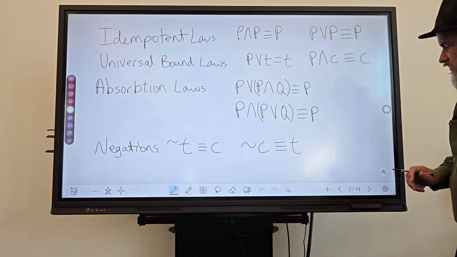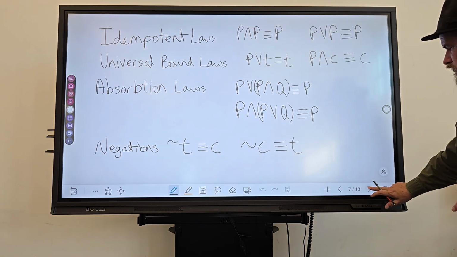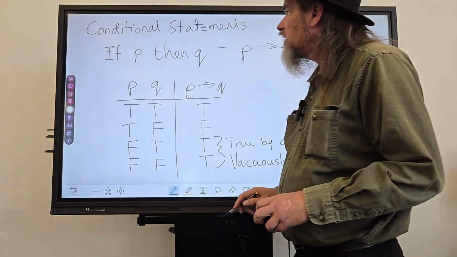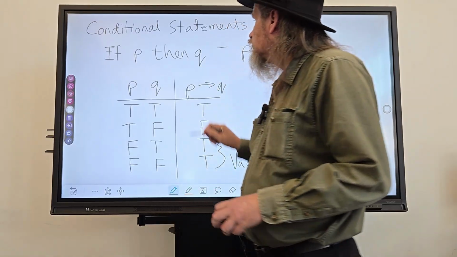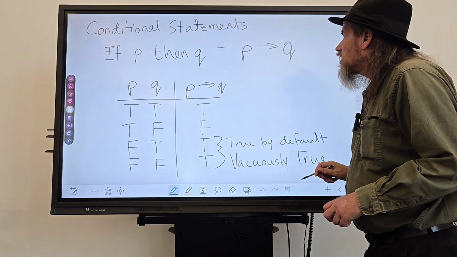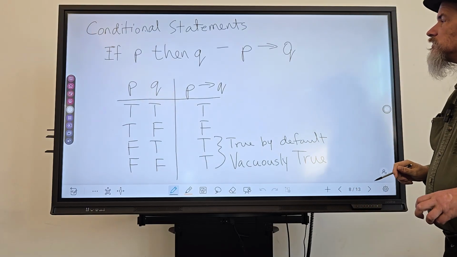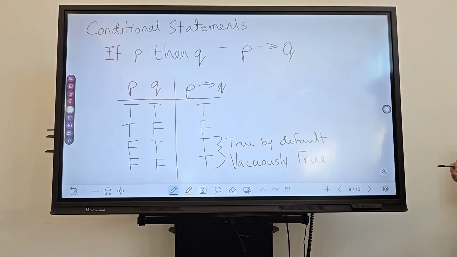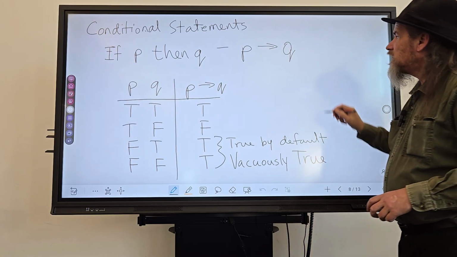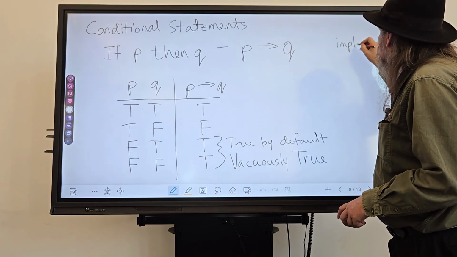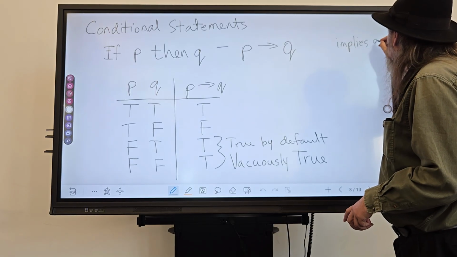There's another type of statement, though. Conditional statements take the form of if P then Q. Symbolically written this way, P arrow Q. It also is P implies Q.